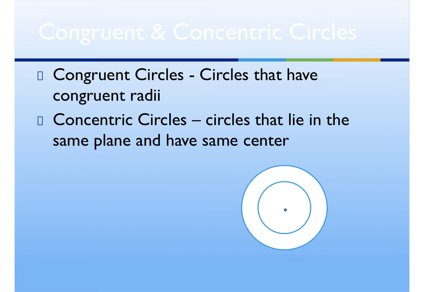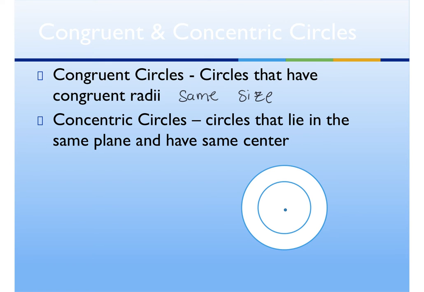There's something else called congruent circles and concentric circles. A congruent circle is a circle that has the same radius as another one. So that means that they are the exact same size. All circles are the same shape, right? But these congruent circles are the same size. Concentric circles are not necessarily the same size. They just have the same center.